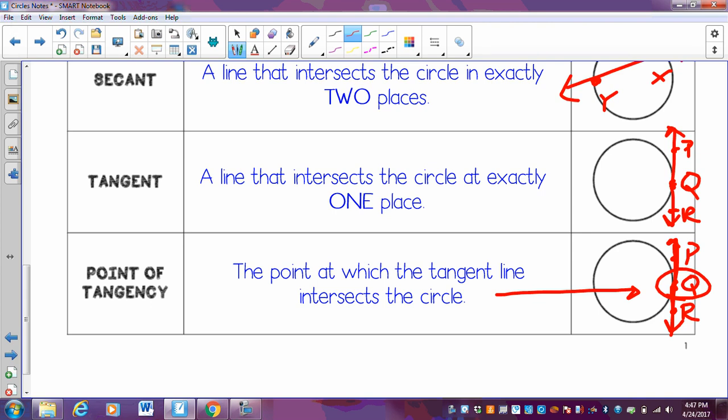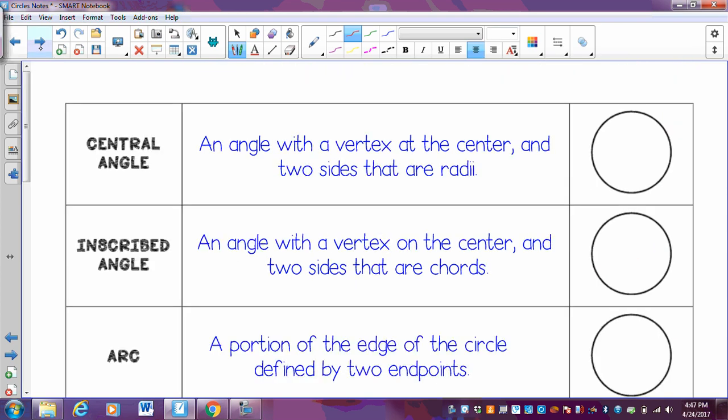Alright, we have a few more definitions here on the back. First off, we have a central angle. A central angle is an angle with a vertex at the center and two sides that are radii. So we start with our center here, which is a little off center, but pretend like it's not. And so we have this radius and this radius, and together that makes an angle.